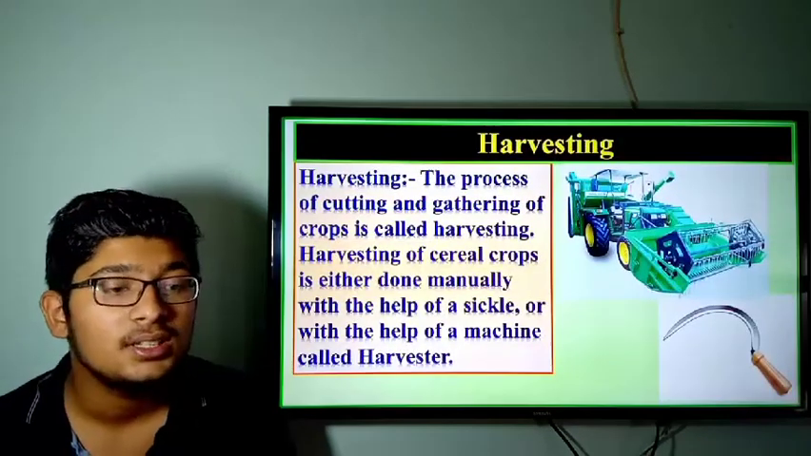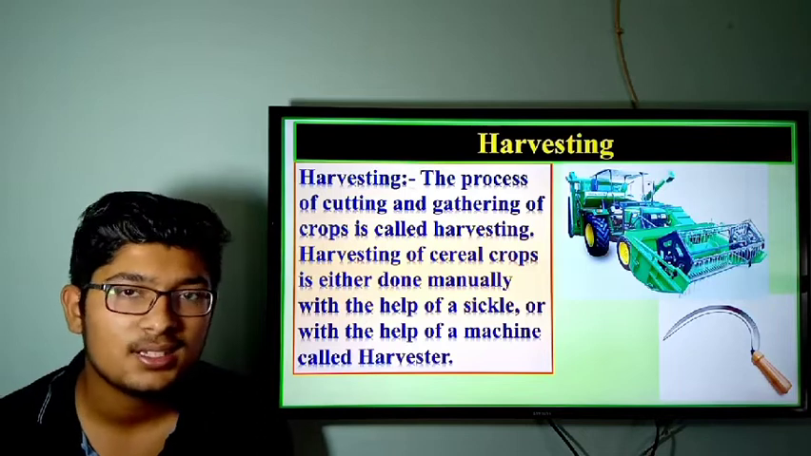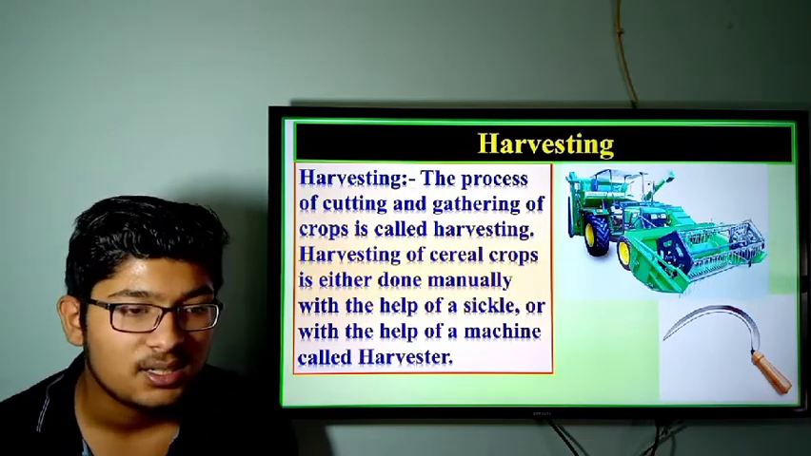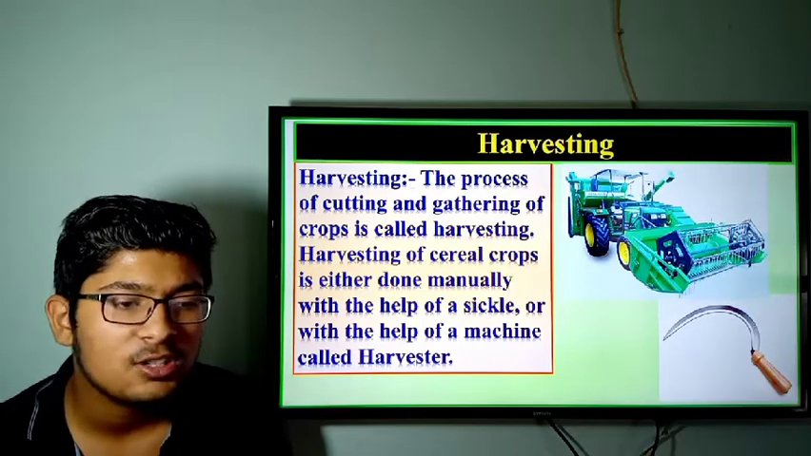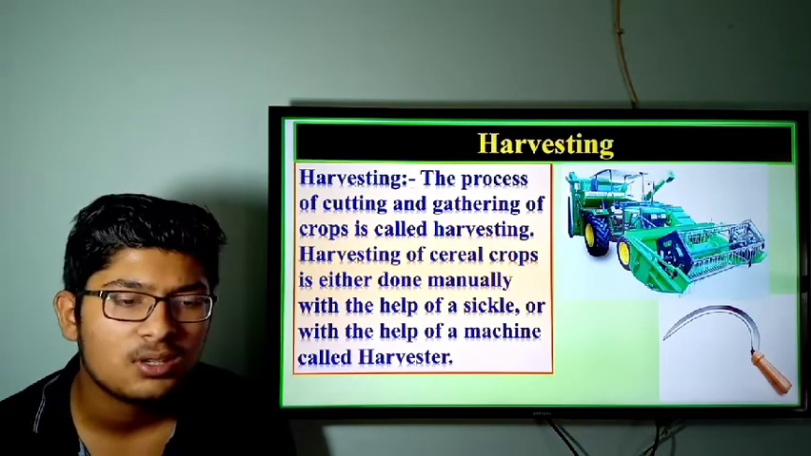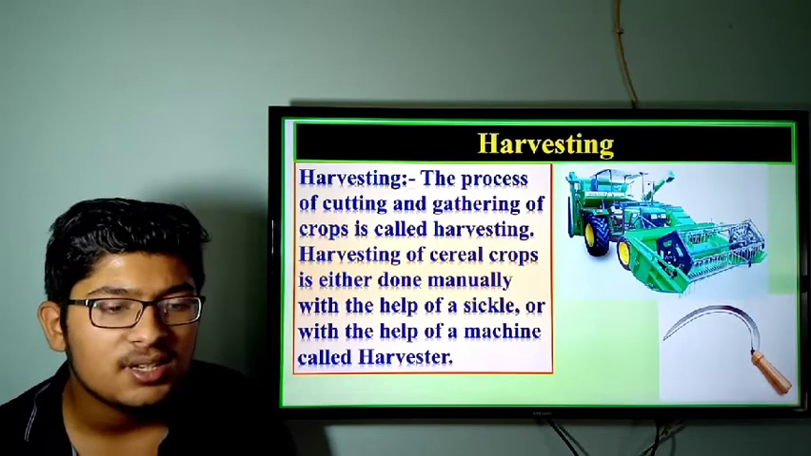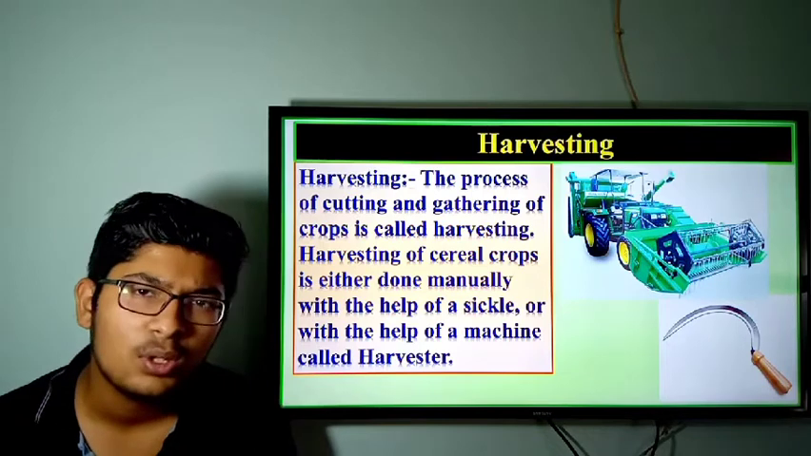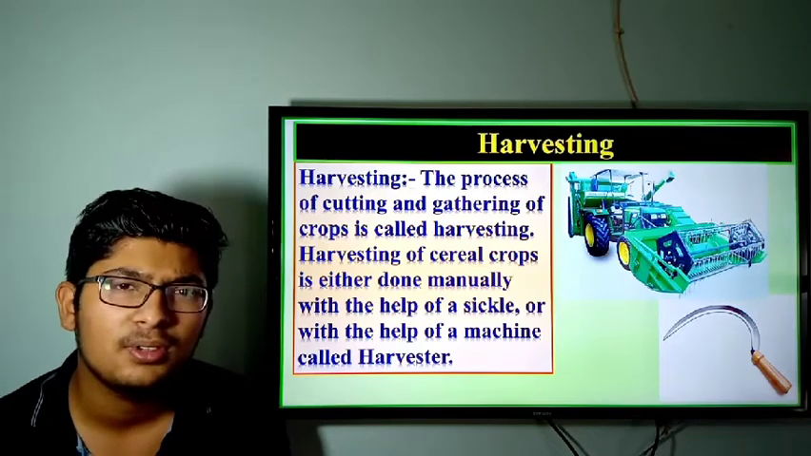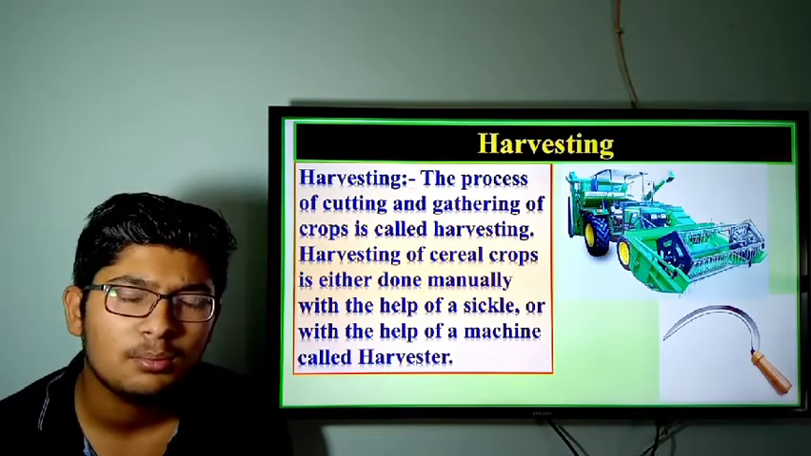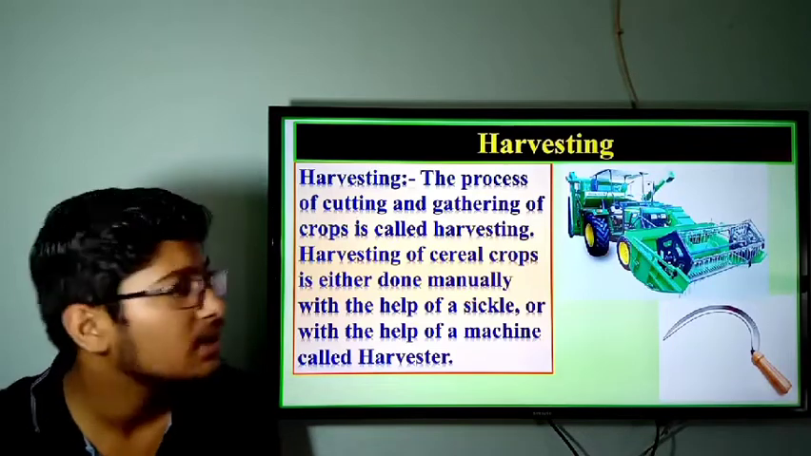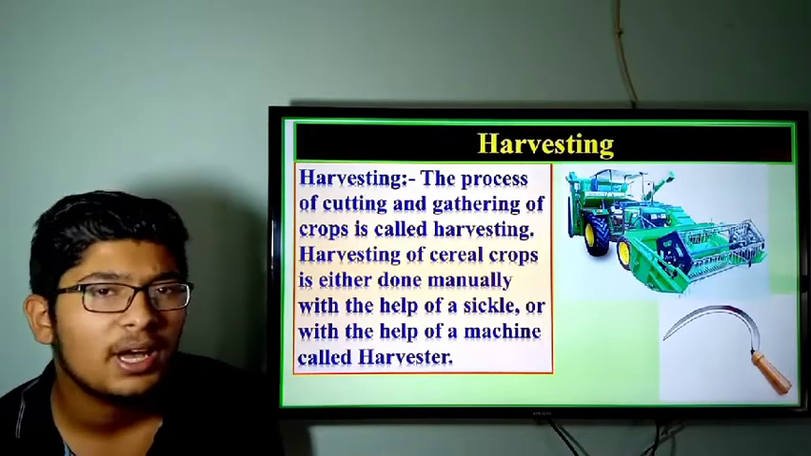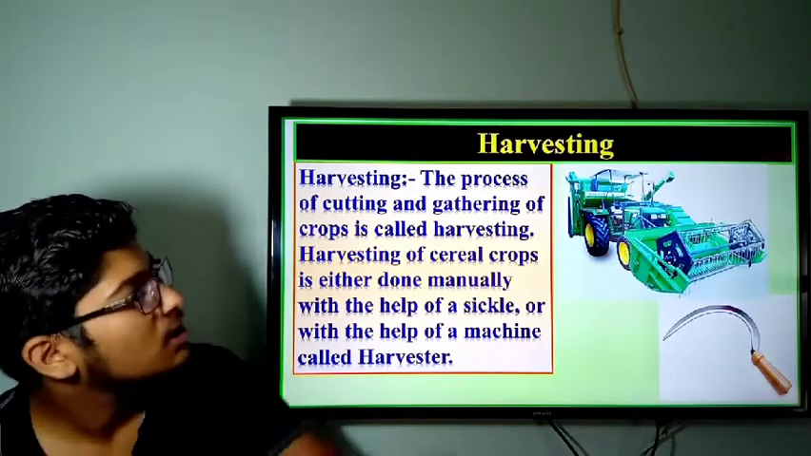Harvesting. This is the second last process we do in agricultural practices. The process of cutting and gathering of crops is called harvesting. Harvesting of cereal crops can be done either manually with the help of a sickle, as you can see here, or by harvester machines.